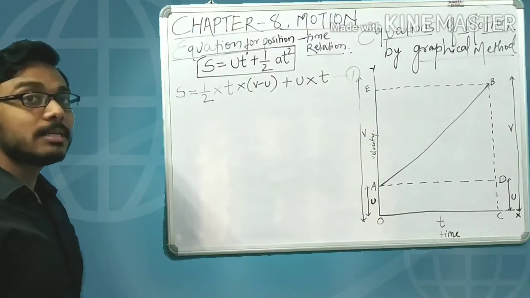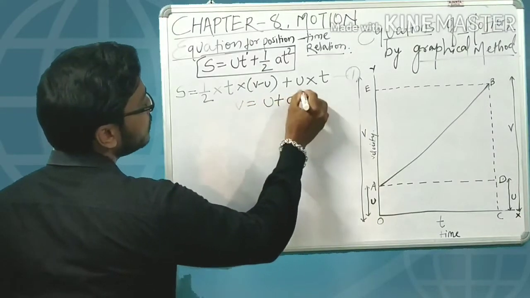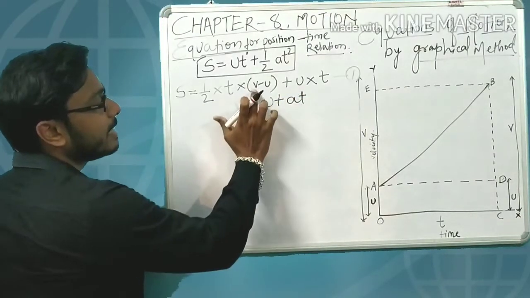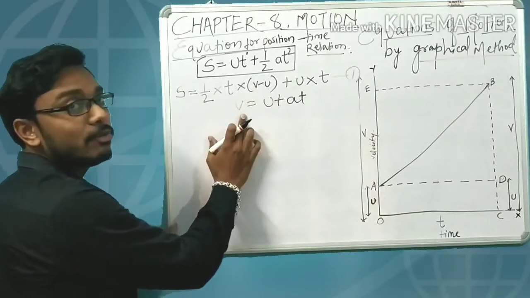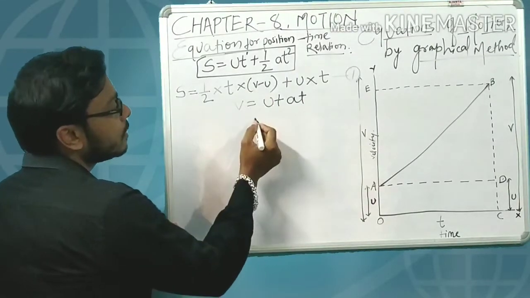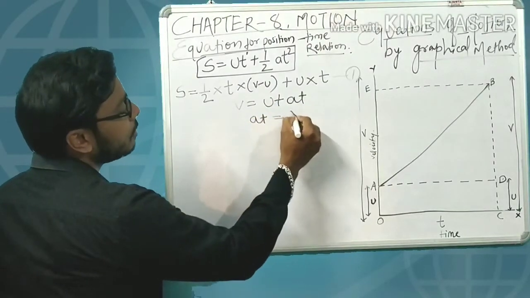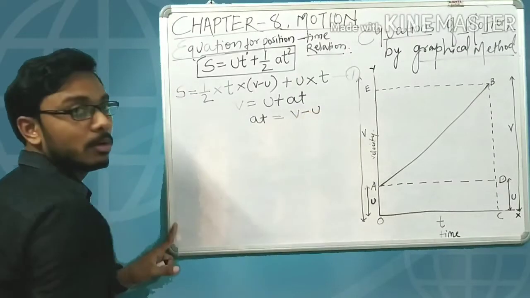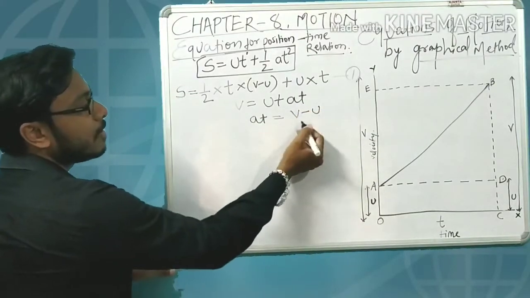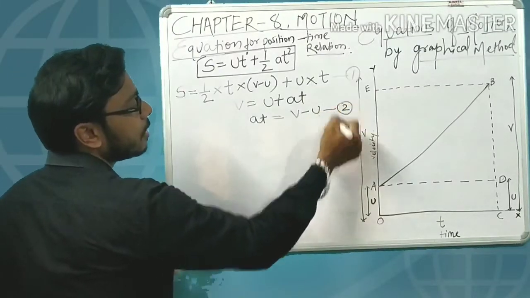Now, from the first equation of motion, that is v is equal to u plus at. For getting the value of v minus u, we have to take the help of the first equation. If we just interchange the position, at will be equal to v minus u. So v minus u will be at. Let us give this equation number 2.